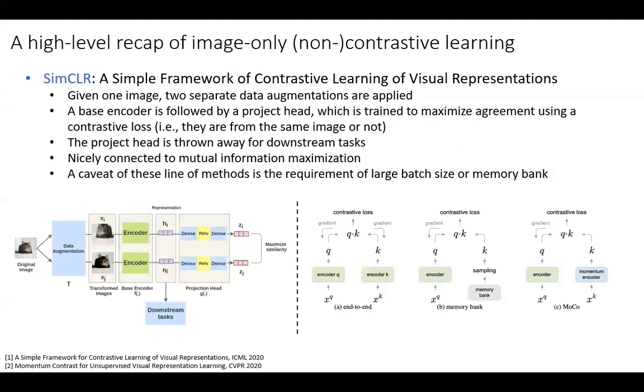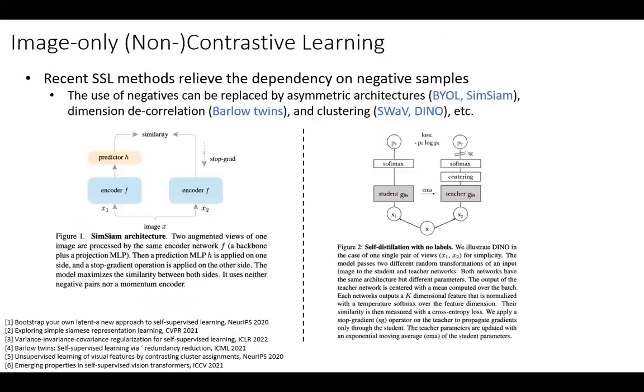You have one input image, then get a different augmentation. Then you are trying to learn a contrastive model from it. But the caveat is you will need a very large batch size, for example, for SimCLR training, or you will need a very large memory bank, for example, for the MoCo training, right?